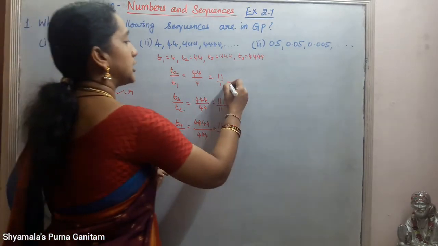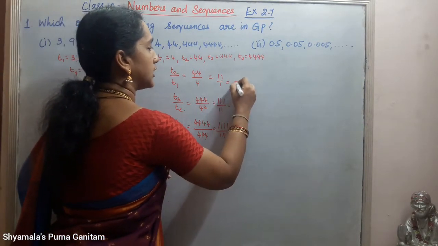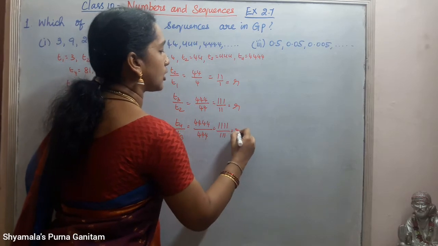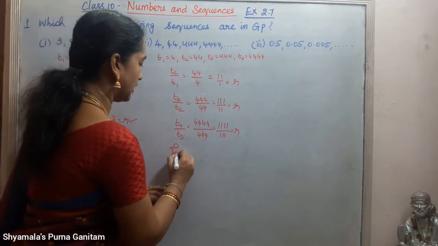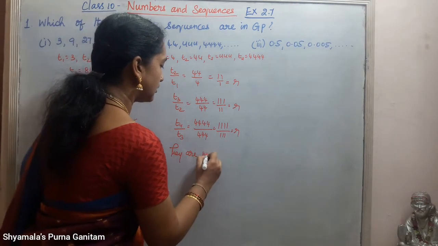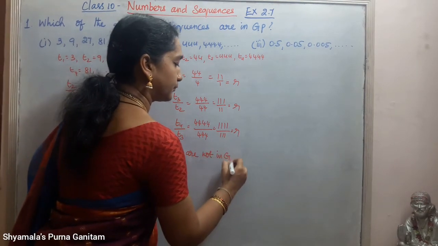So these are all the ratios. All these are called the ratios. The ratios are not same. So they are not in GP.